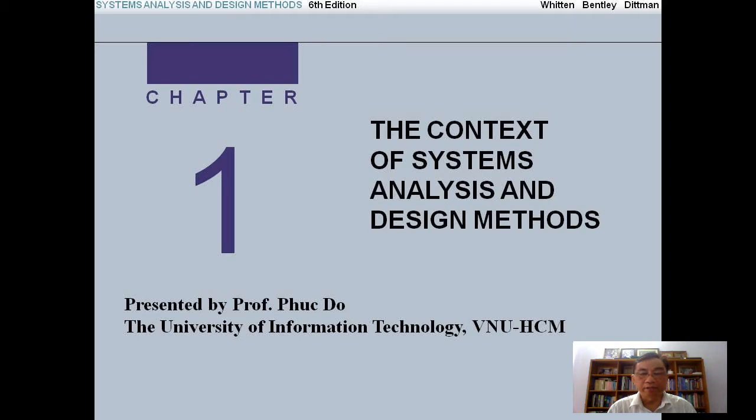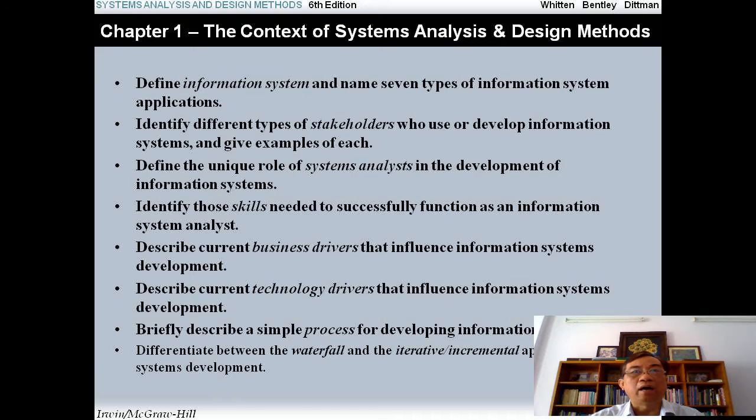Today, I will present Chapter 1 about the context of system analysis and design methods. In this chapter, I will define information system and name 7 types of information system application. I will identify different types of stakeholders who use or develop information system and give example of each.